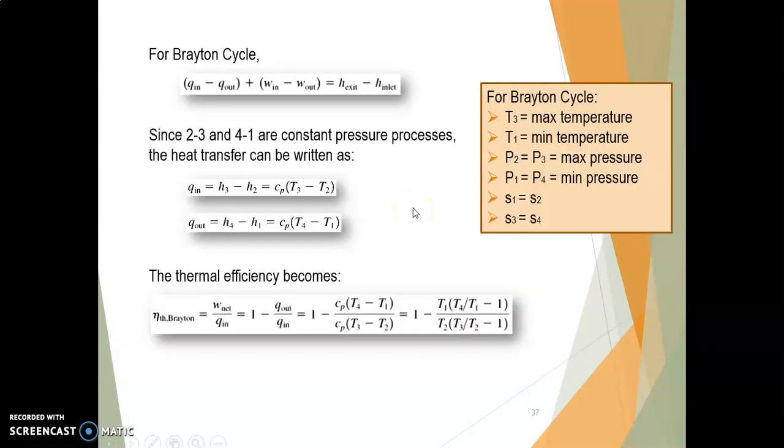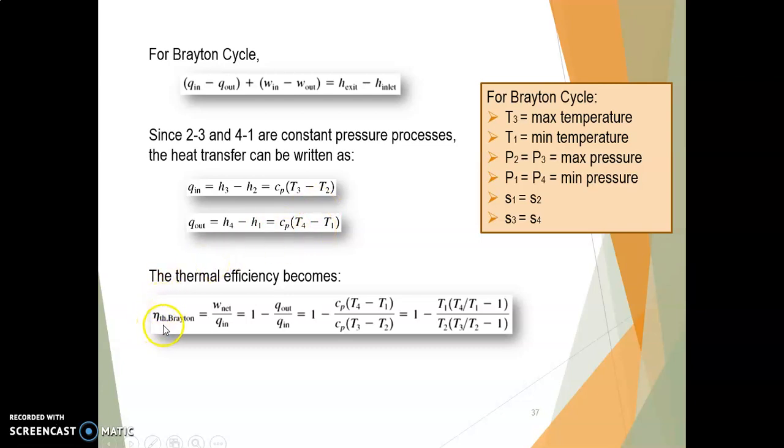For the Brayton cycle, we have several formulas that we have to focus on. We have the differential of the heat and the differential of the work, which equals the differential of the enthalpies for the inlet and the outlet. The heat in will be the differential of the enthalpy between 2 and 3, as mentioned earlier, so it equals Cp delta T between 2 and 3. Then the heat out, which is the differential of the enthalpy between 4 and 1, equals Cp delta T between point 4 and point 1.